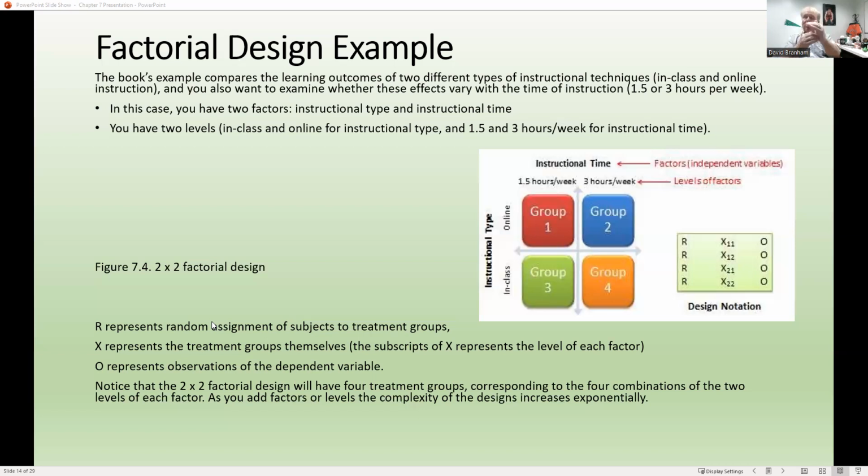You have 4 groups. And then once you do this design, you see what your changes are in your independent variable, your dependent variable for each of these groups. And you do a statistical test to find out if it's statistically significant. So the factorial design is kind of cool because you can use more than one independent variable, but it also comes at a lot of cost.